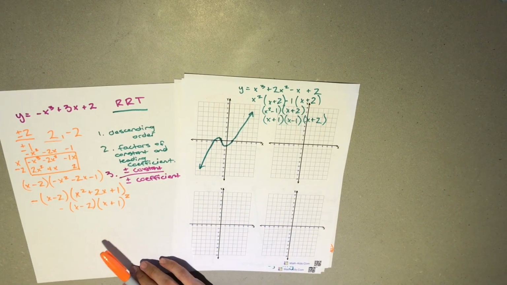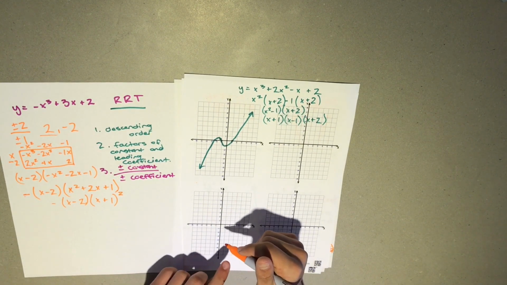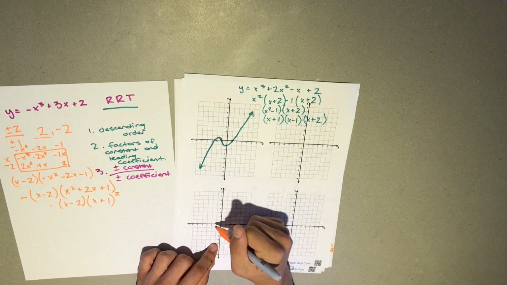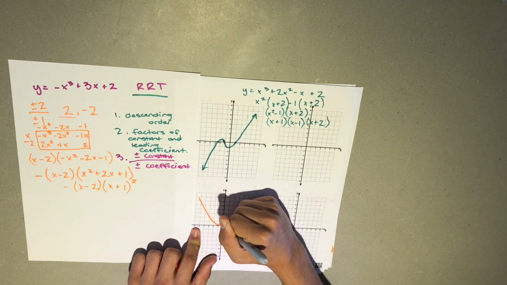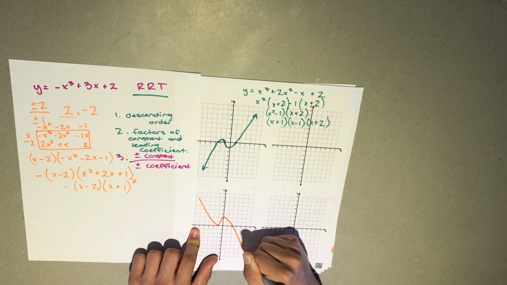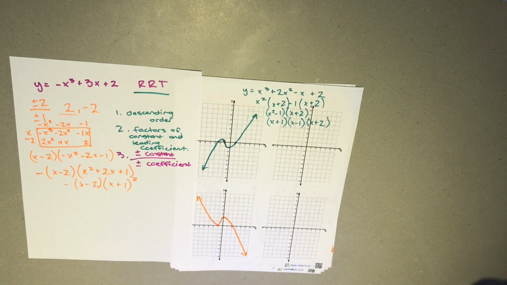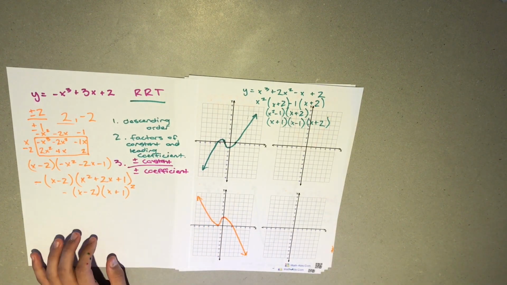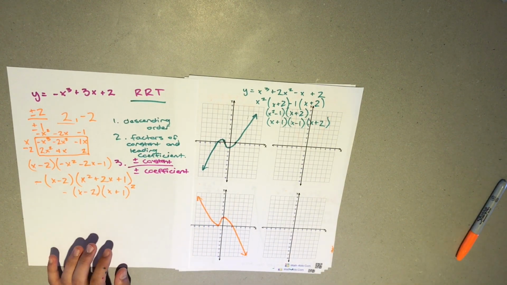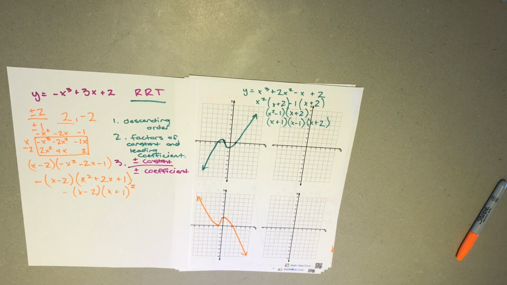So let's graph this function. We know there's going to be a root of x plus 2 and negative 1. Bounce off, and then travel through like that. And that is the graph of this equation. So that pretty much covers most of the polynomials.